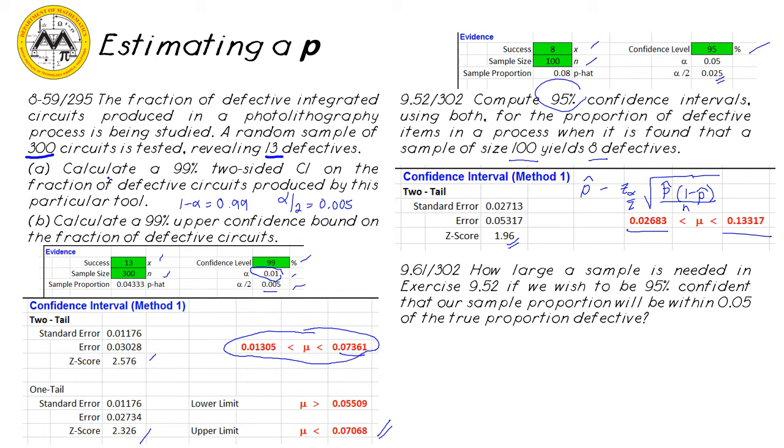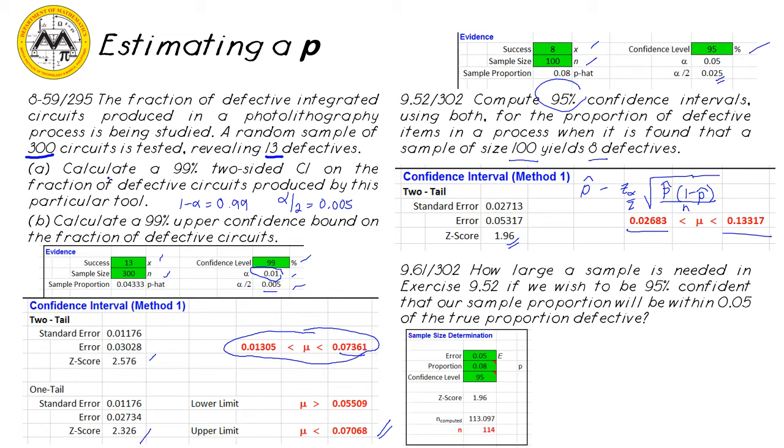Next, how large a sample is needed in exercise 9.52 if we wish to be 95% confident that our sample proportion will be within 0.05 of the true proportion defective? We assume that the proportion is 8 out of 100, so 0.08, for a 95% confidence interval and an error of 0.05. We have 113.09. We always round it up. That's why we should have 114.